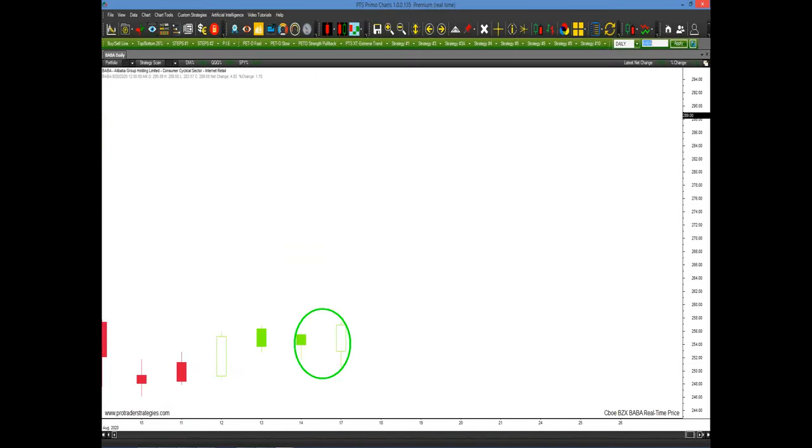As we look at BABA right here, this was in the middle of August. We have a bullish engulfing pattern. Bar number two is colored green. This was on the 17th of August when it looked as if the stock was just going sideways. 35 points coming into last week, okay?